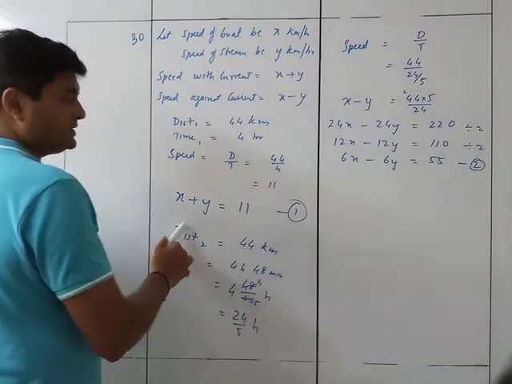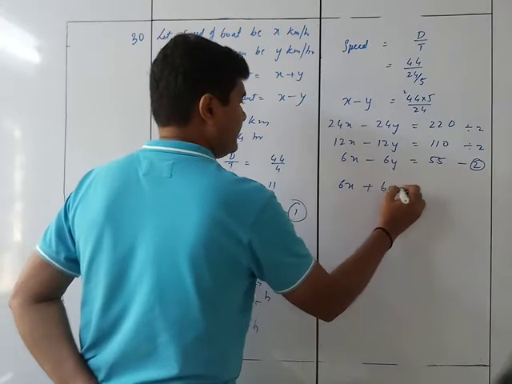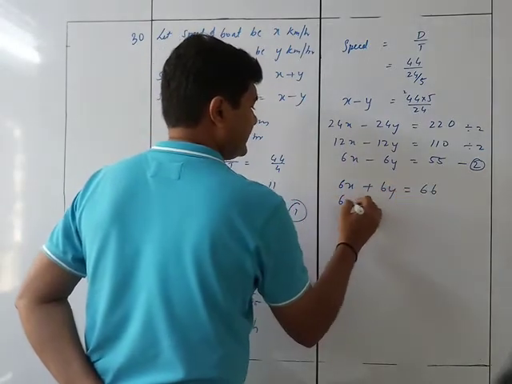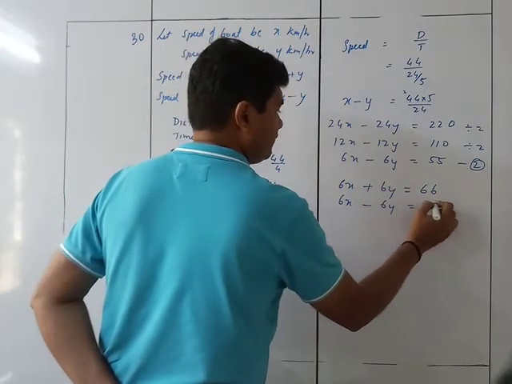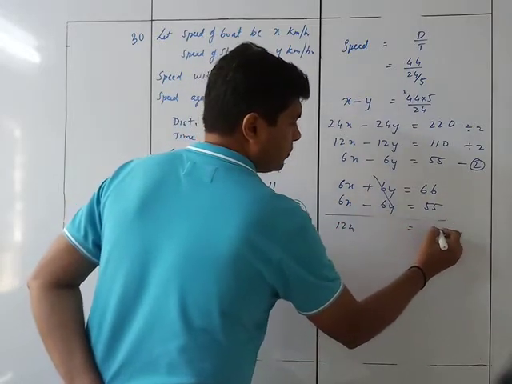So this is my second equation. I can multiply the first by 6. So this becomes 6x plus 6y is equal to 66 and 6x minus 6y is equal to 55. This gets cancelled. 12x is equal to 1.